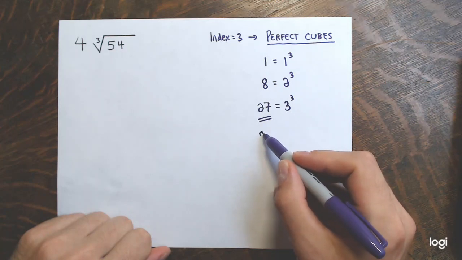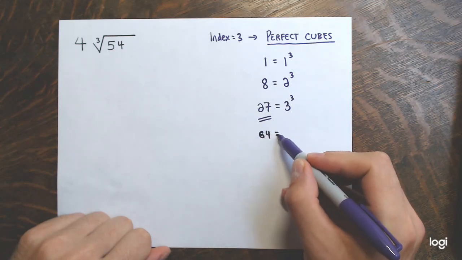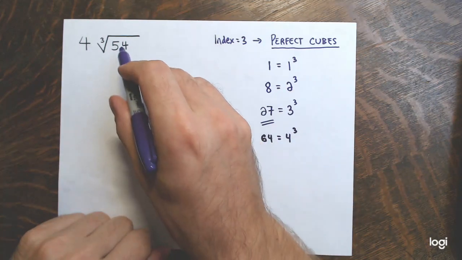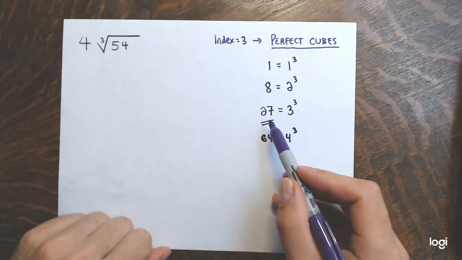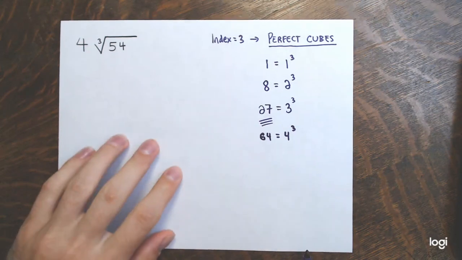Well, let's see if there are any larger ones though. The next one would be 64, which is 4 to the 3rd power, and that's too big. It's bigger than 54. So yeah, the one I want is definitely 27 here.